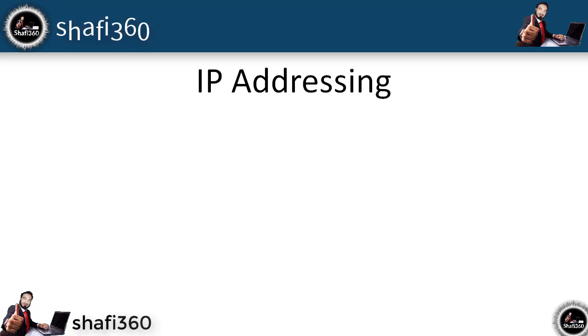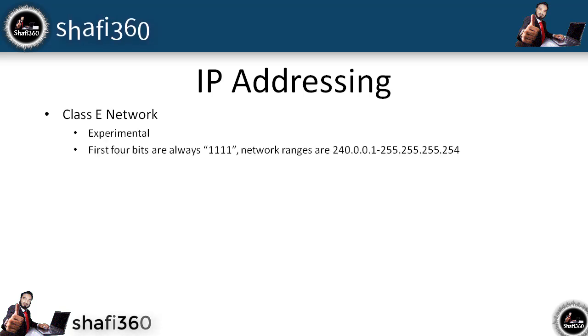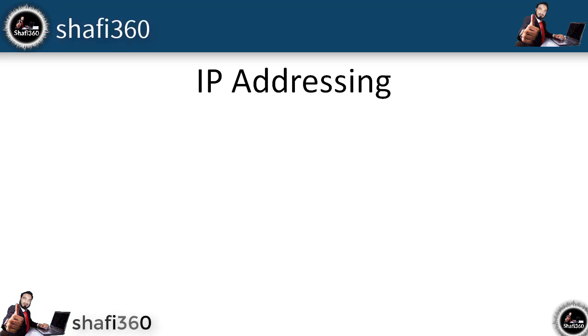You can probably guess which network is next. It's the Class E network. Class E networks are experimental. You'll never see these out on the internet. These are really used just for the IEEE to play with networking fundamentals, with new networking topologies and whatnot. The first 4 bits are always 1111, which means the network ranges are 240 up to 255. Like I've said, they're never assigned to internet hosts.